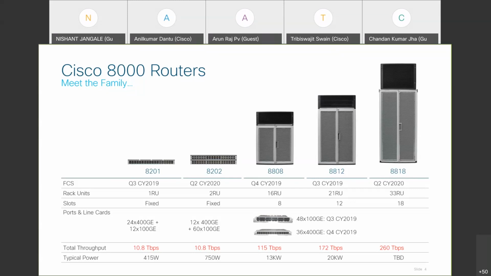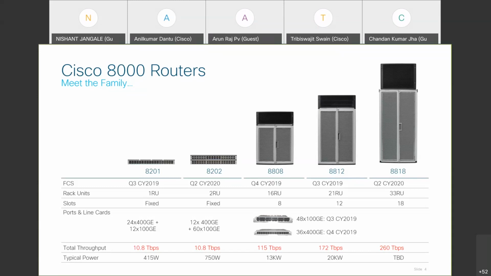The 8000 series router is available to us in two form factors. One is a fixed chassis, and another is the modular or the distributed system. In the fixed system, you have two models, starting with the series 8200. So you have 8201 and 8202 in the fixed chassis, while on the distributed or modular systems, you have the series starting from 8800. So you have 8808, 8812, and 8818. Plus, you also have 8804, which is not yet FCS, but you might see it in the near future.